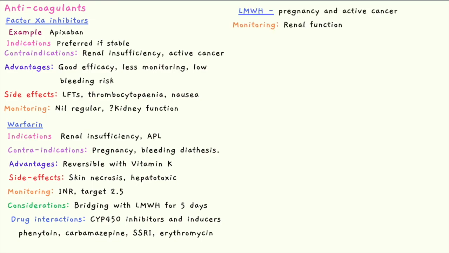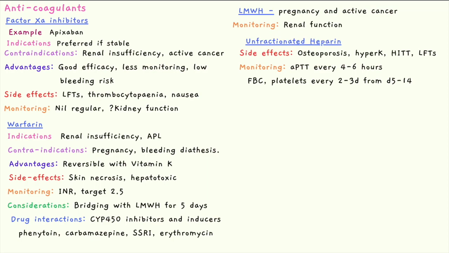Low molecular weight heparin you can use if the patient is pregnant, if it's active cancer. Remember, if a patient has cancer, there is an increased risk of forming clots, and it is also used for bridging in warfarin. Monitoring renal function. It's not a complex drug.